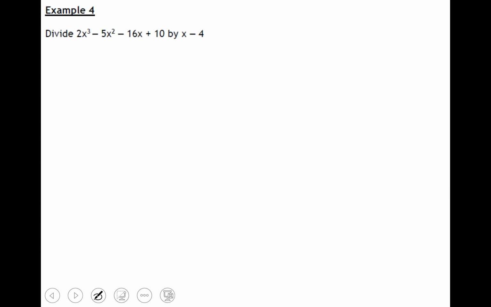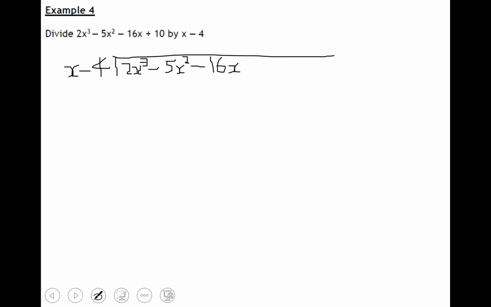Final example. So x minus 4 on the outside of the box, and 2x cubed minus 5x squared minus 16x plus 10.